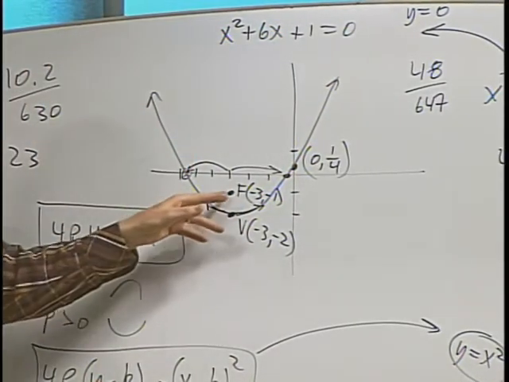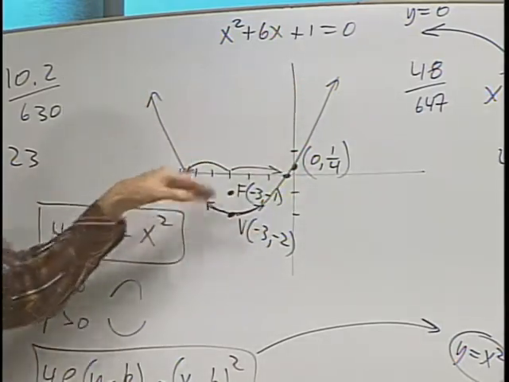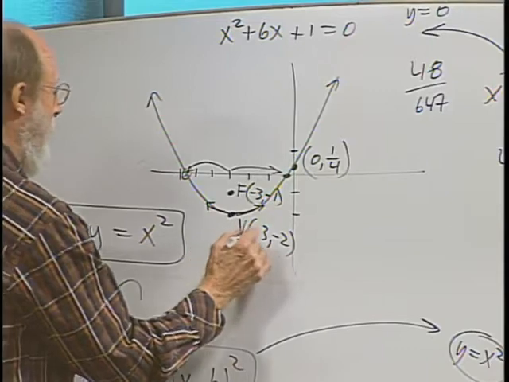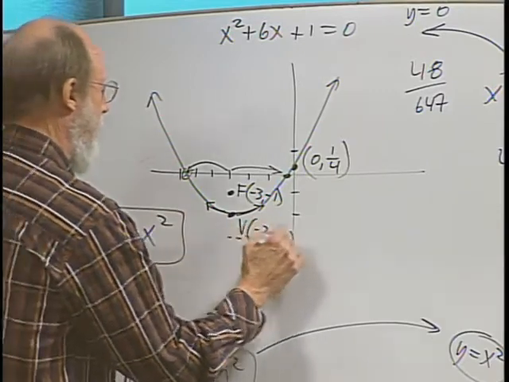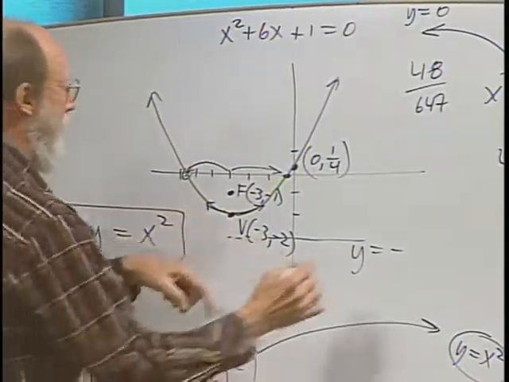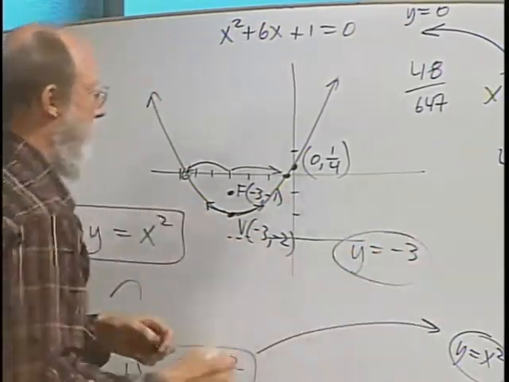So there it is, including the focus, including the curve, the zeros, the y-intercept, and we even could put the directrix down here, one below the vertex. So y equals negative 3 would be where the directrix sits.